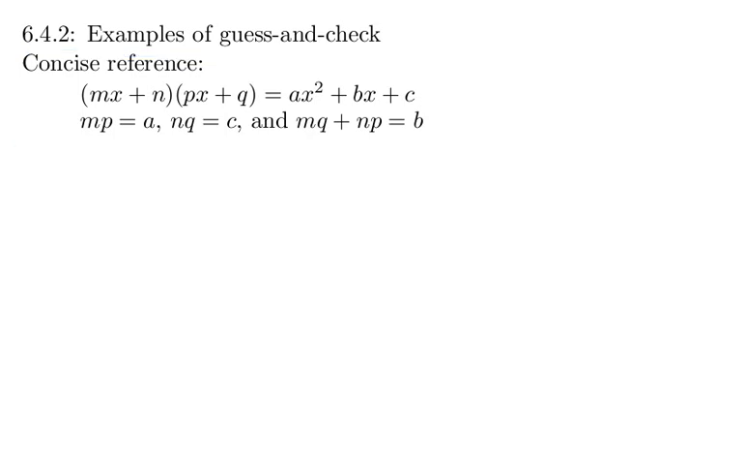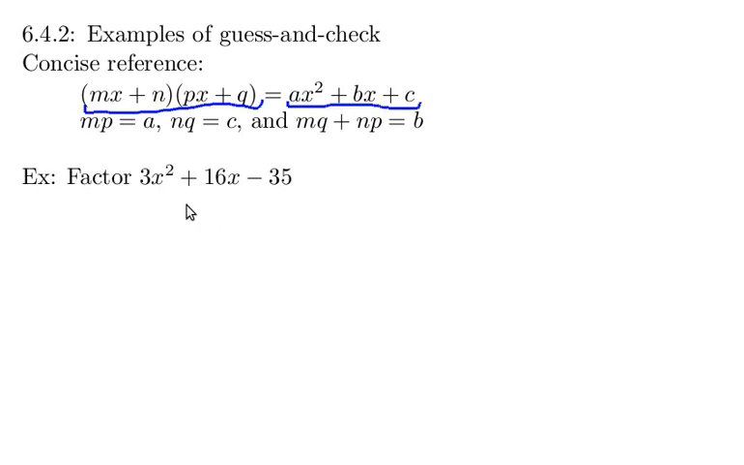So let's do example number 1. 3x squared plus 16x minus 35. Okay, so what we want to do is we have it in this form. We want to put it in this form. That's what we're supposed to be factoring it into. Let's put in the instructions. Factor 3x squared plus 16x minus 35. And to do that, we want to find out what m and p will make a, so that we're going to get this into some form.